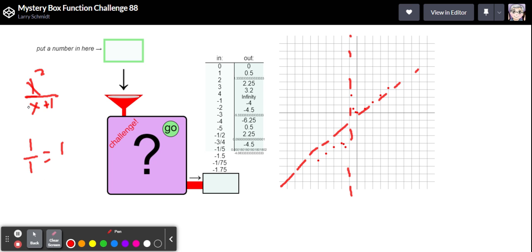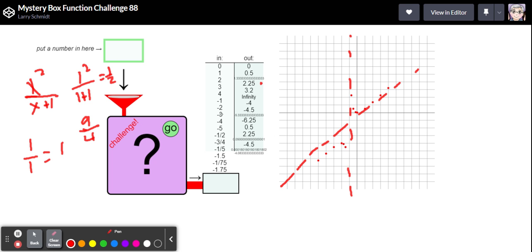Let's try putting in a point or two. Let's put in 1. So if I put in 1, I get 1 squared over 1 plus 1. That'd be 1/2. And that's what I get there. What if I put in a 3? That would be 3 squared, 9, over 4, 9/4. That's 2.25. That's looking good.